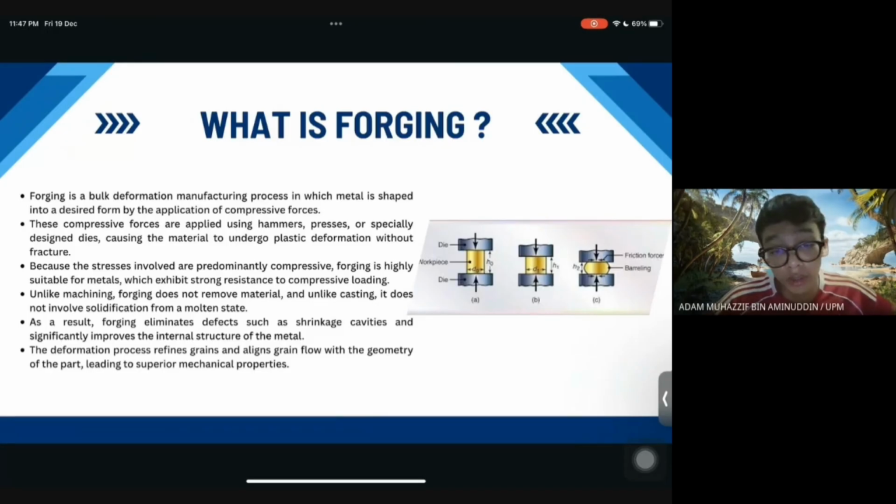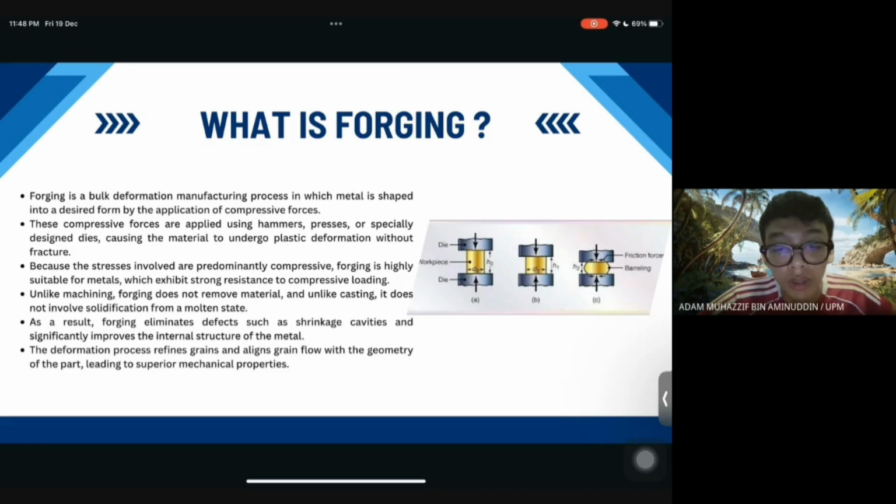So what is forging? Forging is a deformation manufacturing process in which metal is shaped into a desired form by the application of compressive forces. These compressive forces are usually applied using hammers, presses, or specially designed dies. During forging, the metal undergoes plastic deformation, meaning the shape change is permanent but occurs without fracture.